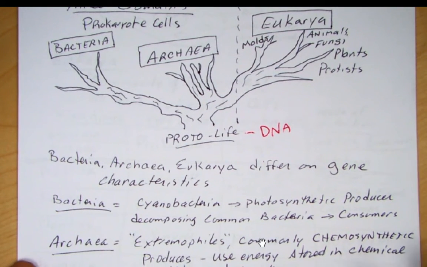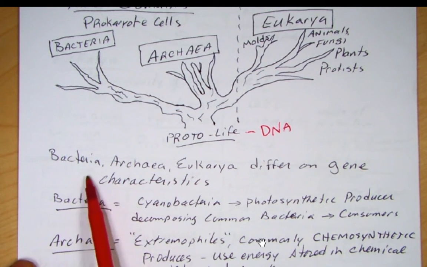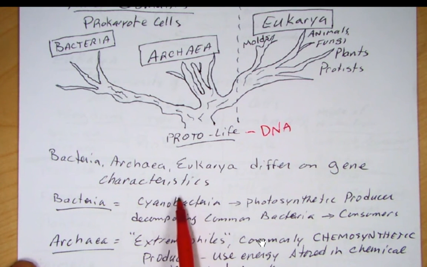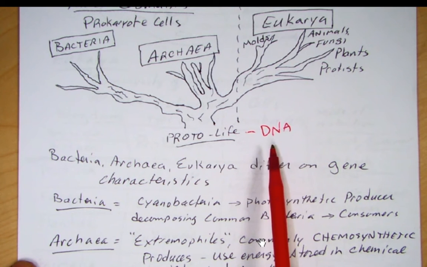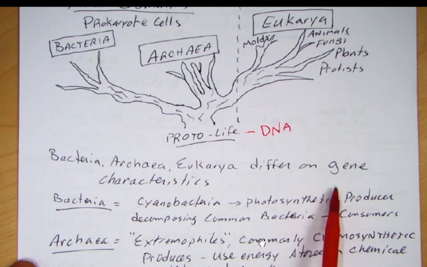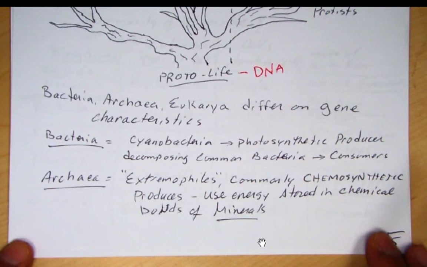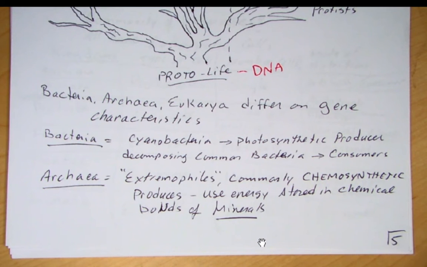Now, the other thing about bacteria, archaea, and eukarya is that they differ on the gene characteristics. Remember, genes are segments of the DNA molecule, and those segments of the DNA molecule have the genetic information to build the organism, right? And so one thing about bacteria, there's one type called cyanobacteria, which are important. They're photosynthetic, they're producers, they do photosynthesis. And then there's also the decomposing bacteria, right? So we call this more of a common bacteria.